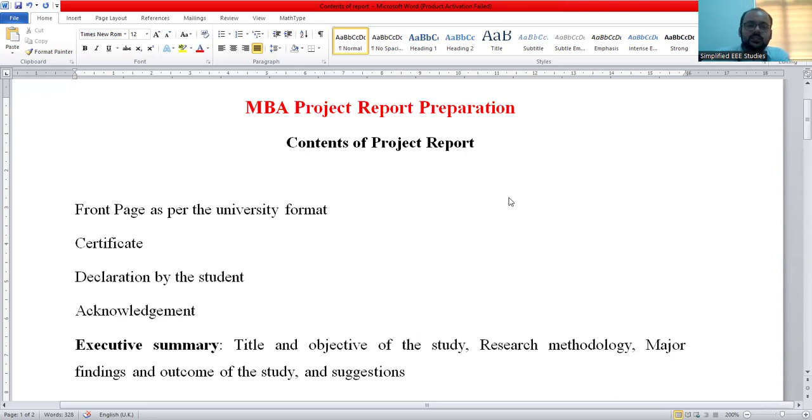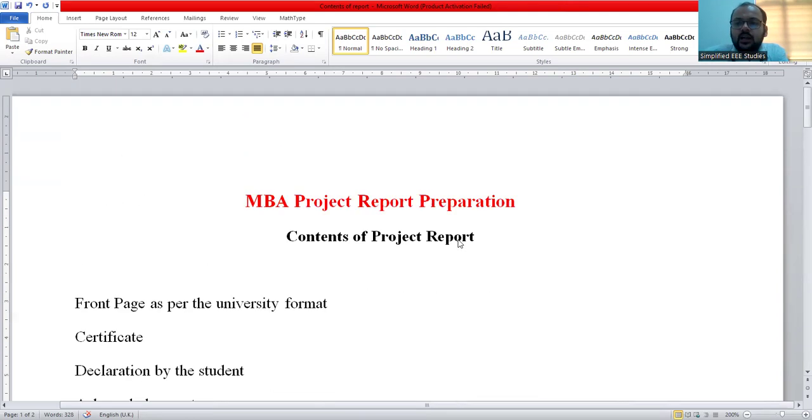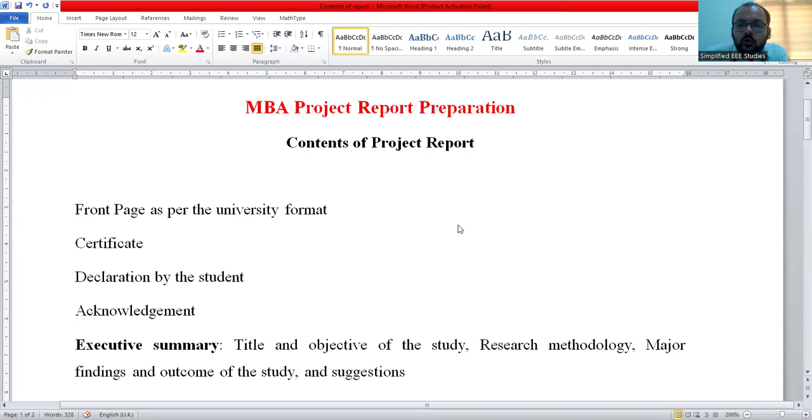So moving on to the discussion. In this content, you will be able to understand how to write an MBA project effectively. First of all, you have to identify the standard university format. Usually the font size will be 12 Times New Roman and the line spacing will be 1.5 spacing. Those things will be standard for all types of university.